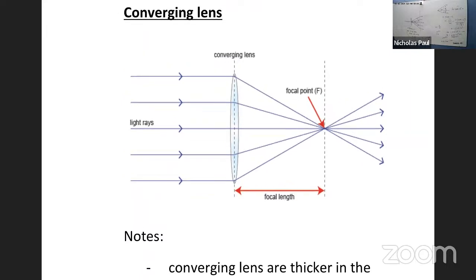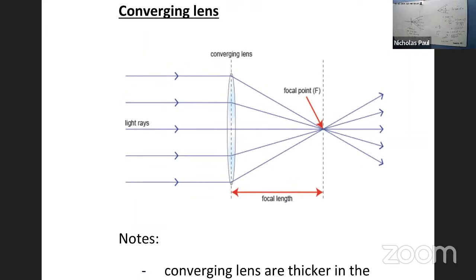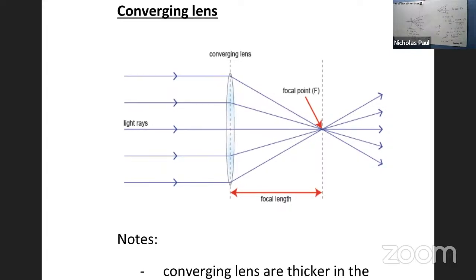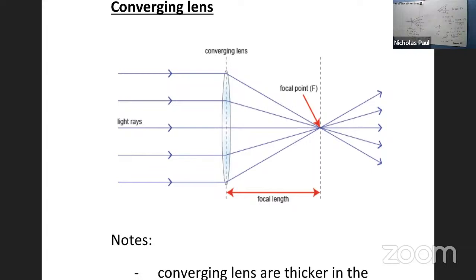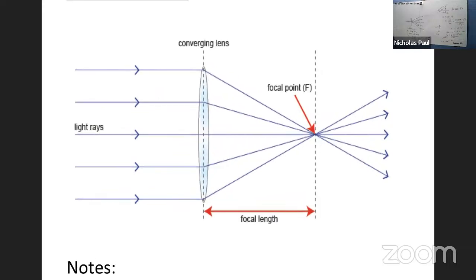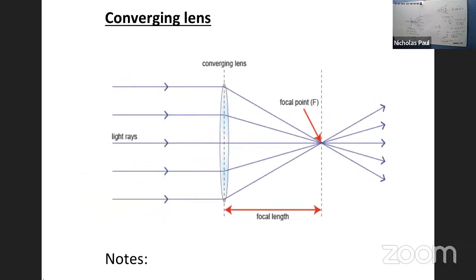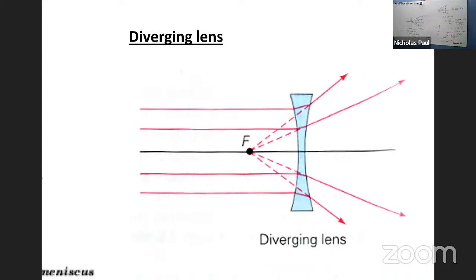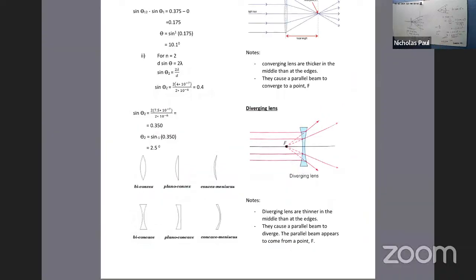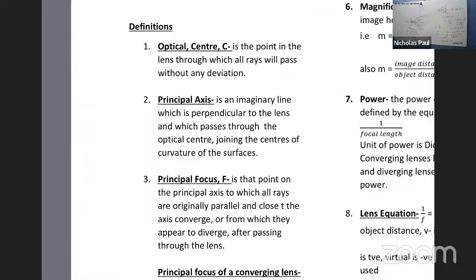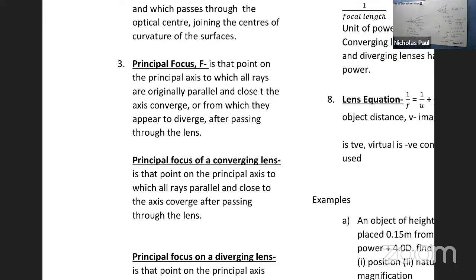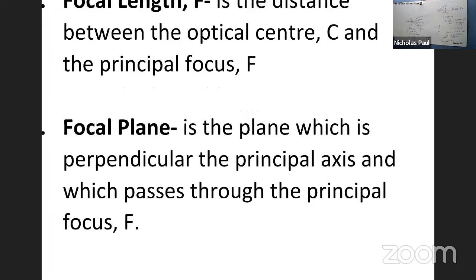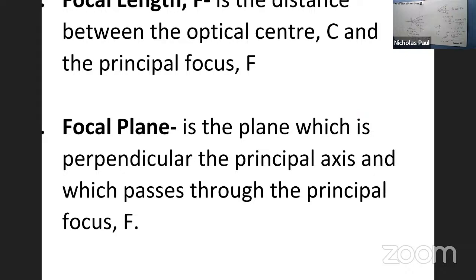What is that dotted line there by the focal point? The principal axis perpendicular to that is the focal plane. Here's your divergent. Remember, for a divergent lens, to get the focal point you extrapolate backwards. You have the optical center, principal axis, principal focus for divergent. The focal plane is the plane that I showed you all.